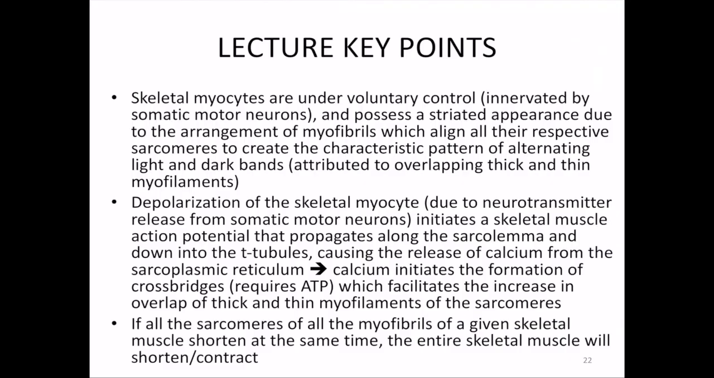Now, just to finish off with our key points. Okay, so as we noted, we introduced our third type of tissue, which is muscle tissue. And we noted in particular that the majority of the muscle tissue is going to be comprised of these specific cells, which we call myocytes. Okay, and we noted in particular that skeletal myocytes are under voluntary control, so they're innervated by somatic motor neurons. And we also spent a lot of time discussing the reasons why they have this striated appearance.